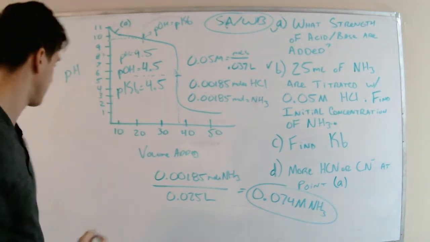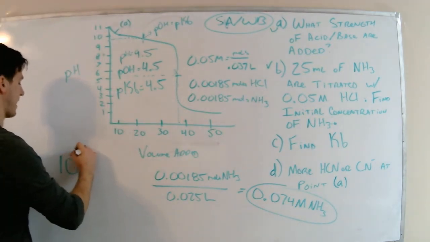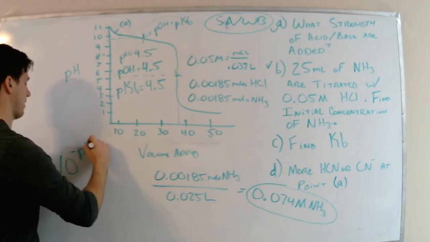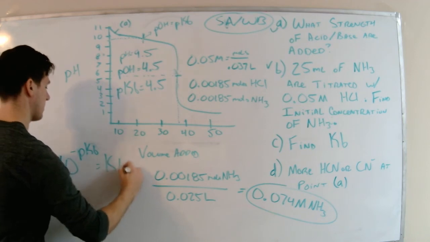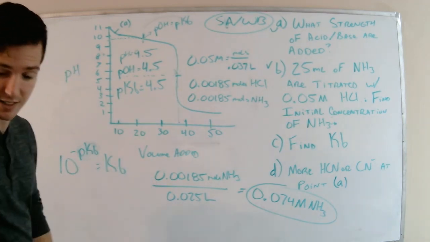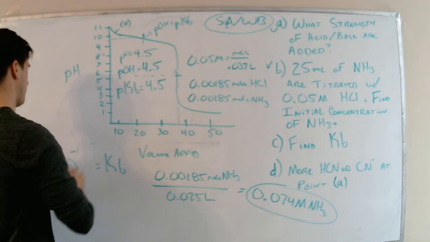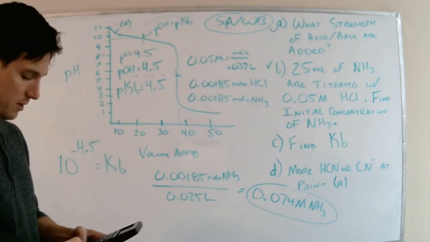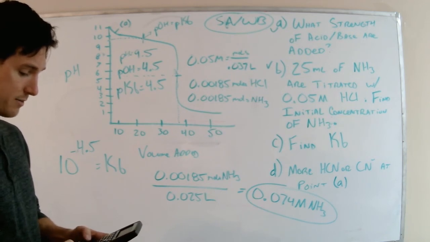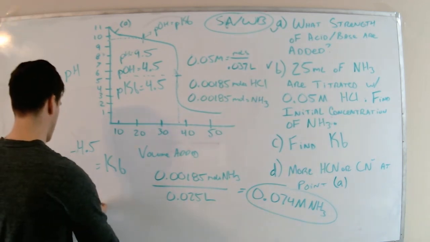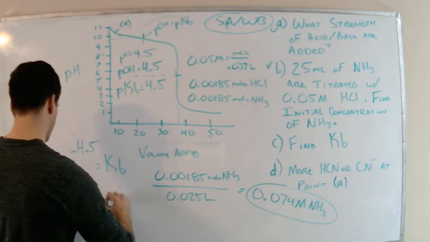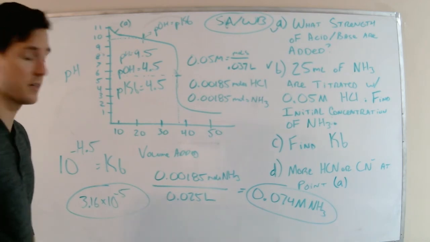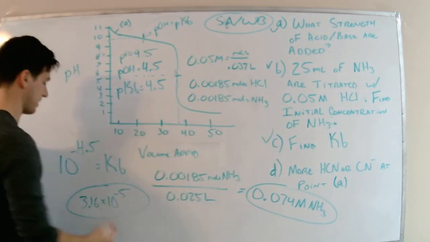But I don't want pKb, I want Kb. Luckily there's a nice little equation for that: 10 to the negative pKb equals Kb. So I'm just going to take 10 to the negative 4.5 to get Kb. 10 to the negative 4.5 is 3.16 times 10 to the negative fifth. So that is my Kb.